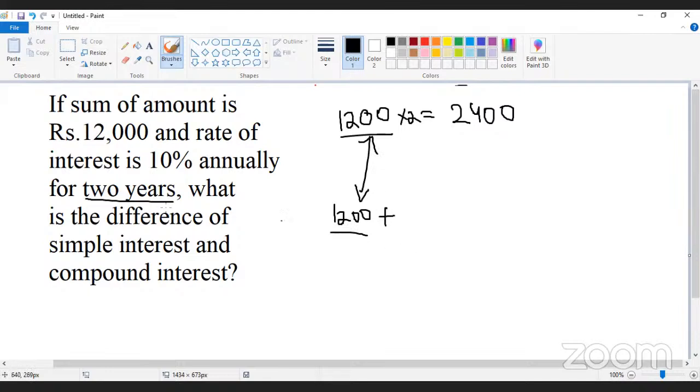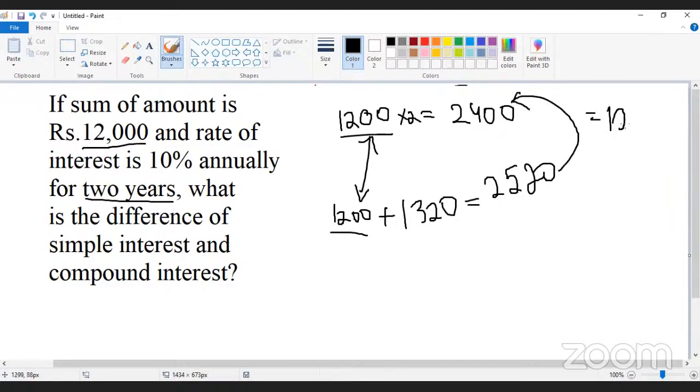So second year, the principal amount will be 13200. Yes. So the 10% will be 1320. When I add them both, I will get 2520. That means compound interest minus simple interest is going to give me 120. Okay. The compound interest was right, but you still need to find the 10% of it and then add them both.